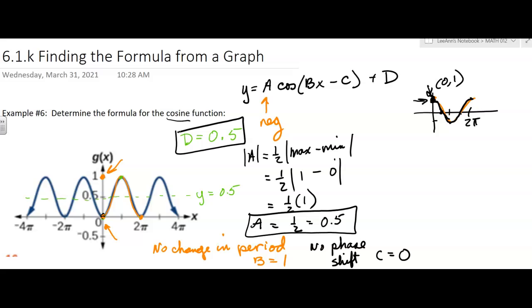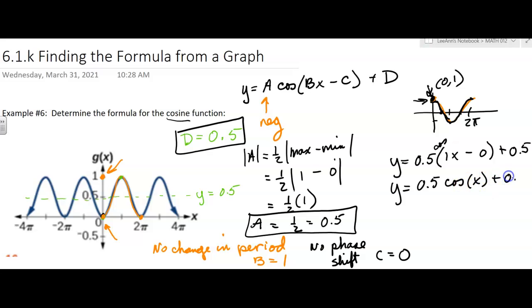So now we just have to put it all together. So y is going to equal 0.5, B was 1, x, minus 0, plus, and then where's my D? 0.5. So to simplify that, we would just write 0.5, I forgot the word cosine, cosine x plus 0.5. And that would be then the formula.